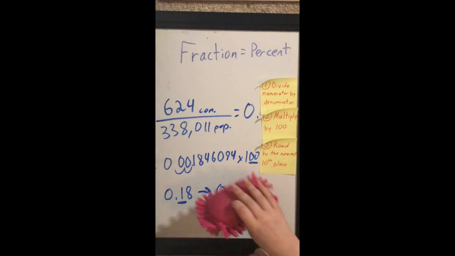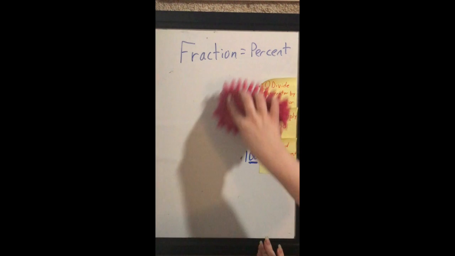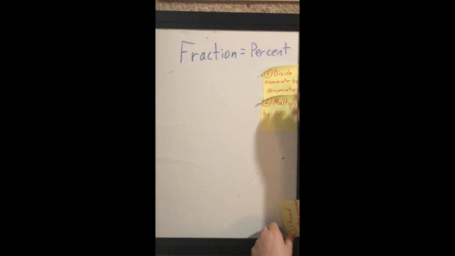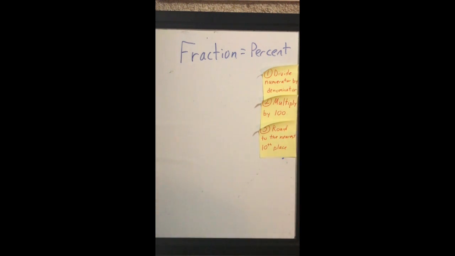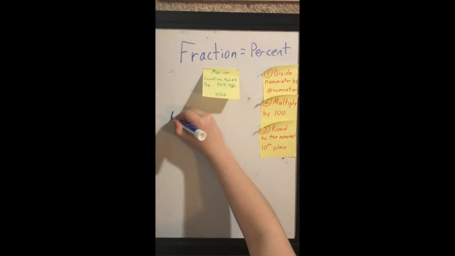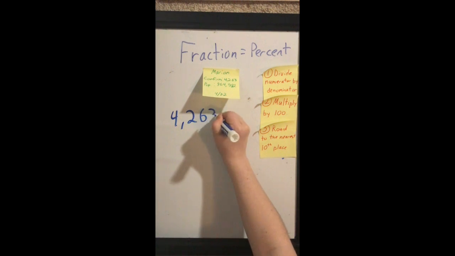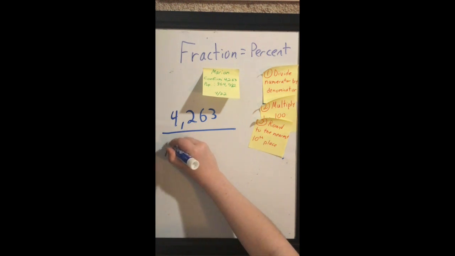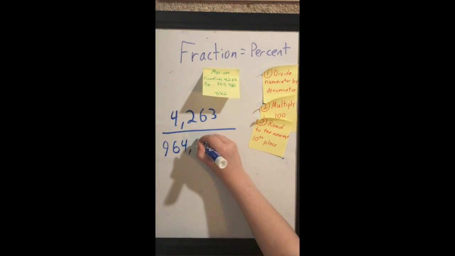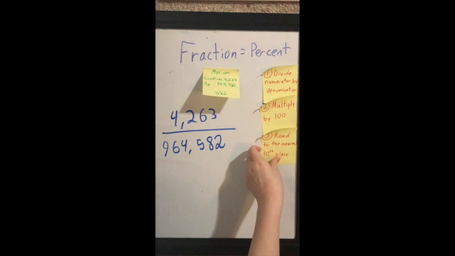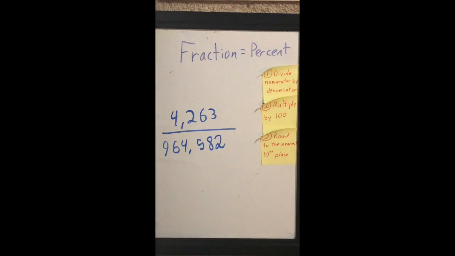And that is the Marion County confirmed versus population. So, I'll put our process here. And here are the Marion County numbers. Now, I'll write them down so they're easier to read. So, 4,263 divided by the population, which is 964,582. So, take a moment using our strategies over here to determine what the Marion County percentage is. I'll put our definitions up in case you need to see them.